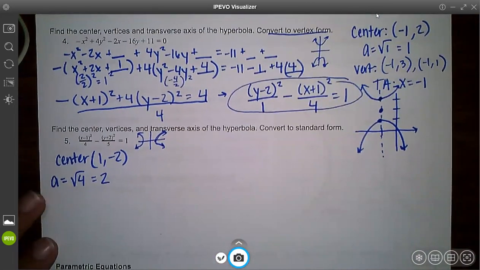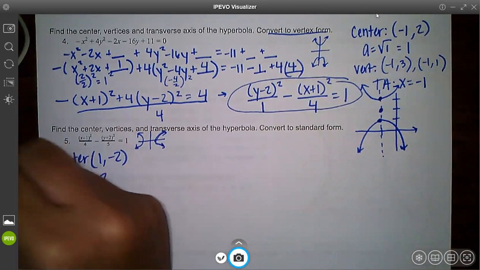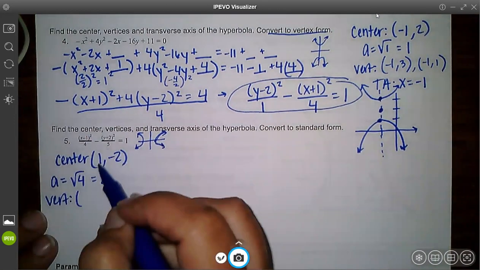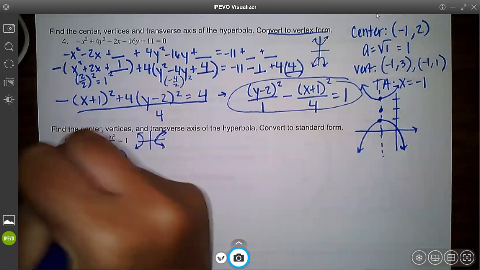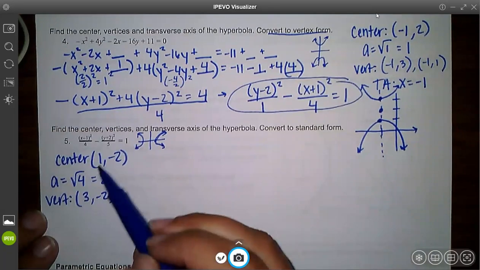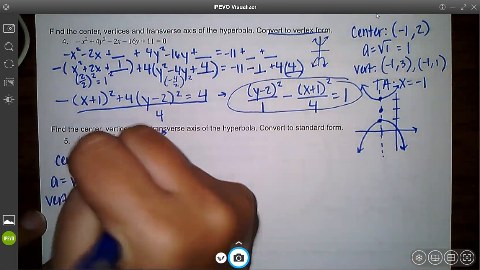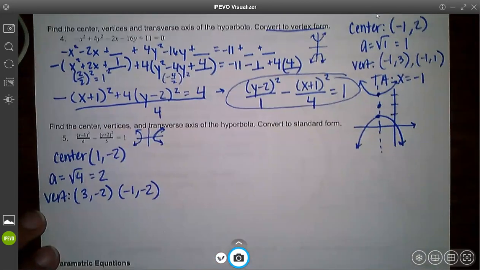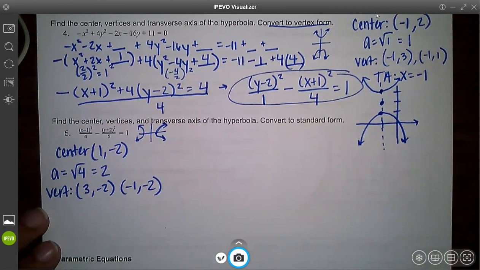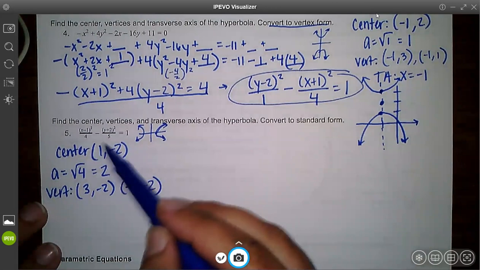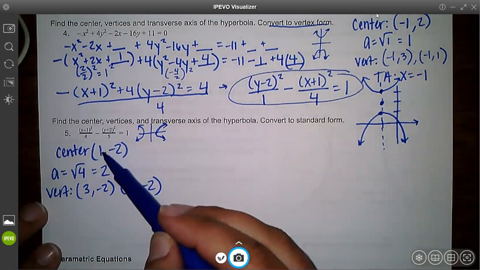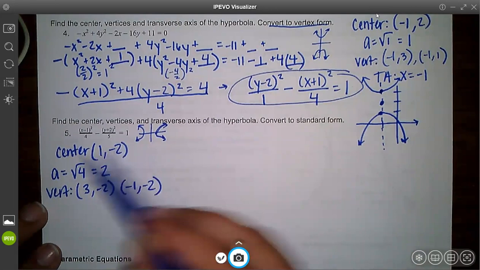Since it's going to open right and left, then I'm going to move right from my center 2 and left from my center 2. So my vertices, if I go right 2, I'm adding 2, so I have 3, negative 2. If I go left 2, I'm subtracting 2, so I have negative 1, negative 2. So from my center to go right, I'll add to my x value. To go left, I'll subtract from my x value.